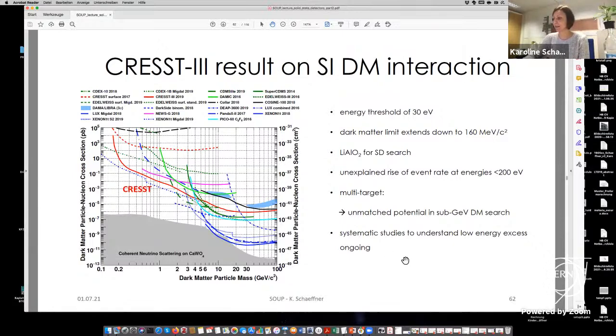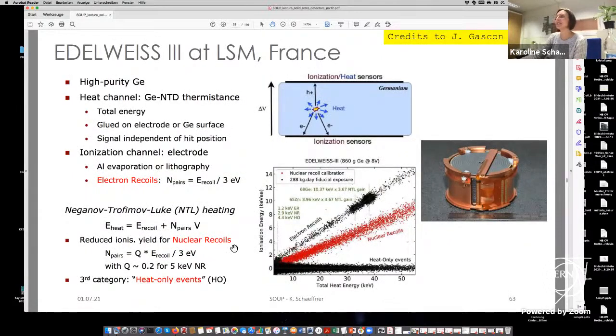And another experiment in this direction is EDELWEISS. So it's at the LSM, so Modane in France, in the lab. They also run cryogenic detectors, but based on semiconductors. So they don't measure heat or phonons and light, but they measure phonons and ionization. The detector is shown here. So you have a big piece of germanium, 800 gram. On that you have a temperature sensor, which is an NTD thermistor in this case. And they have these electrodes that you can see here in order to apply a voltage.